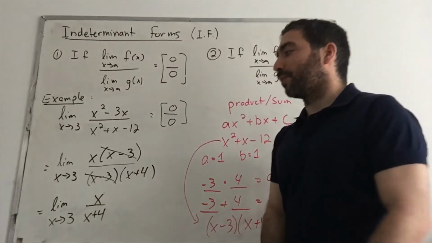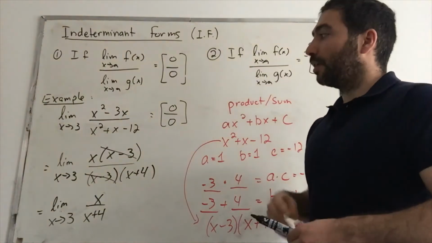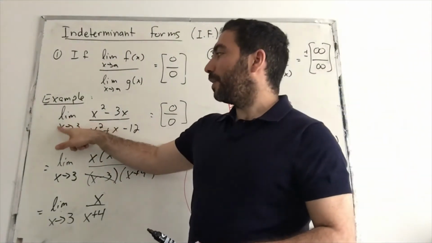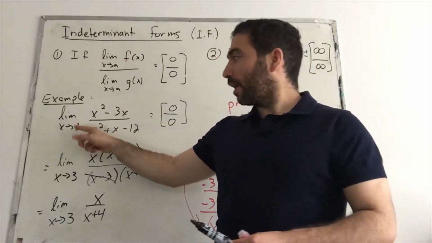And now we could reevaluate the limit. And a trick to keep in mind, and this always works, whenever you have the factoring technique, look at the limit. The limit is x approaches 3. And look at what's canceling.